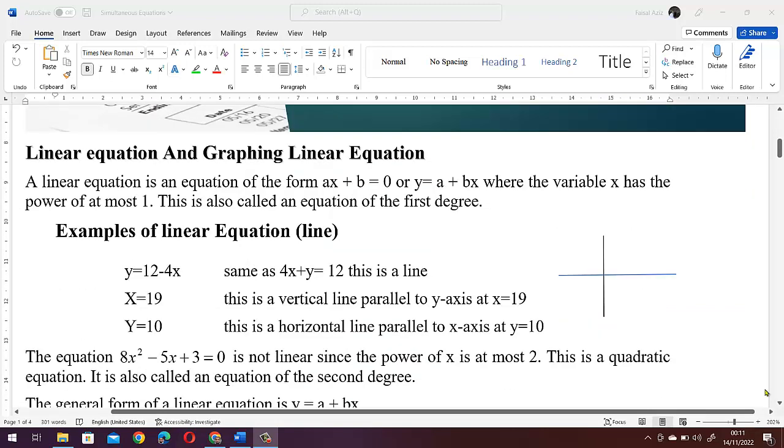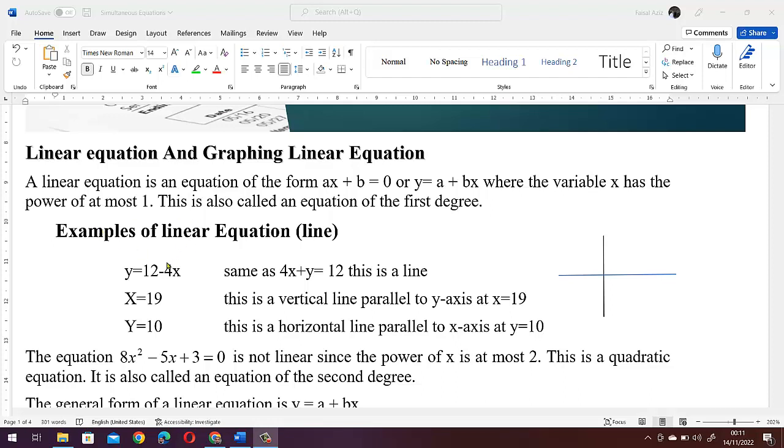Viewers, when we talk about linear equation, a linear equation is an equation of the form, as you can see here, ax plus b equal to 0 or y is equals to a plus bx, where the variable x has the power of at most 1. So here we have x power 1, so therefore this equation is linear equation. If x carries power more than 1, let's say 2, 3, 4, then it will become a quadratic equation.